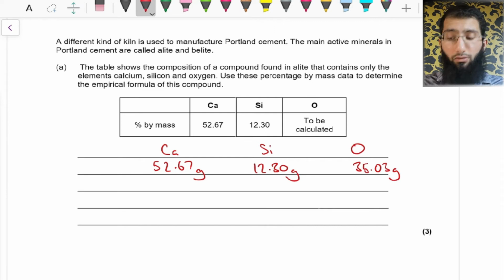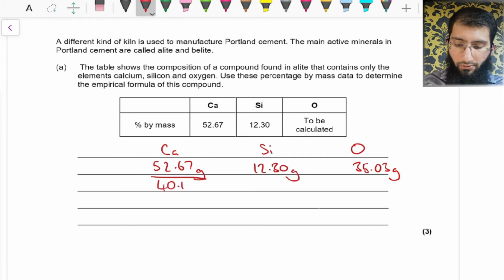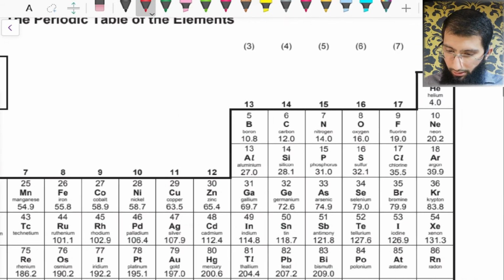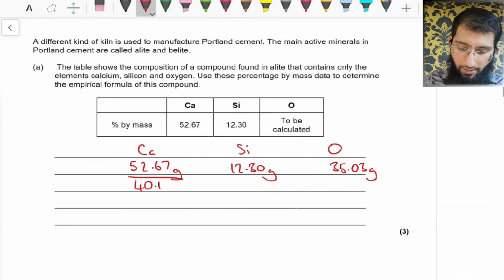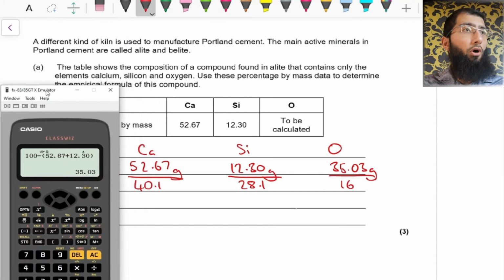Now that we've worked out what mass of oxygen we have, we can work out the moles using the relationship moles is equal to mass over Mr. The Mr of calcium is 40.1. The Mr of silicon, I can't recall. Let's have a look at the periodic table. Silicon underneath carbon. Okay, it's got an Mr of 28.1. And oxygen simply 16.